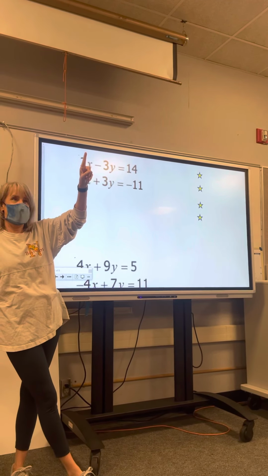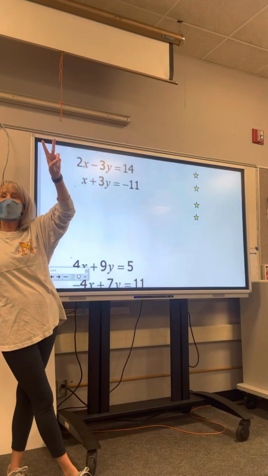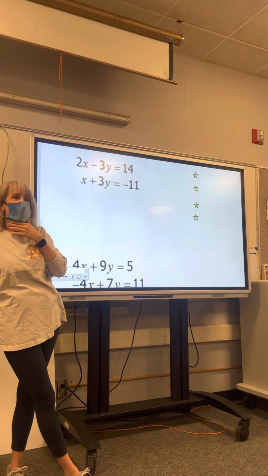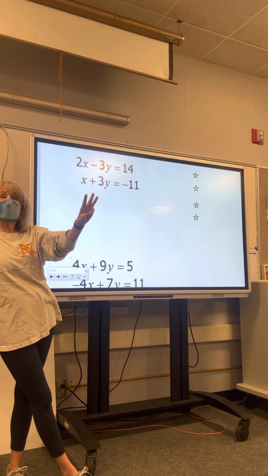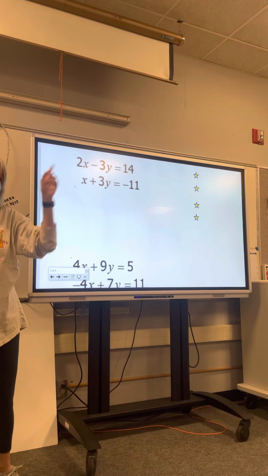Not a great choice, but you could use it. Way number 2, graphing. You can graph it. Still not my favorite. Way number 3, substitution. I like substitution as long as a letter is by itself.